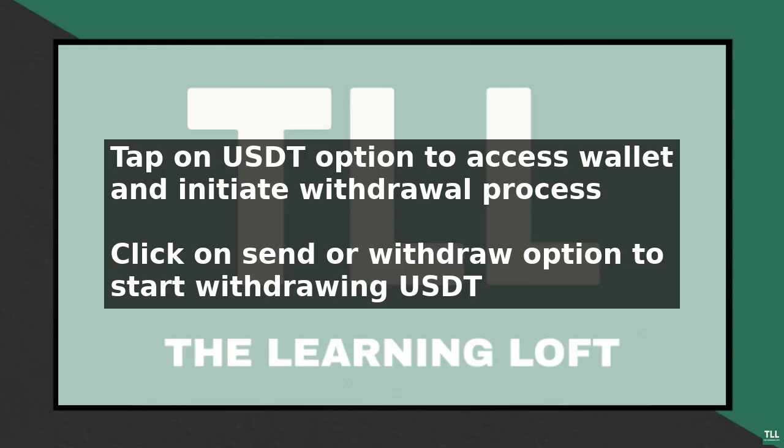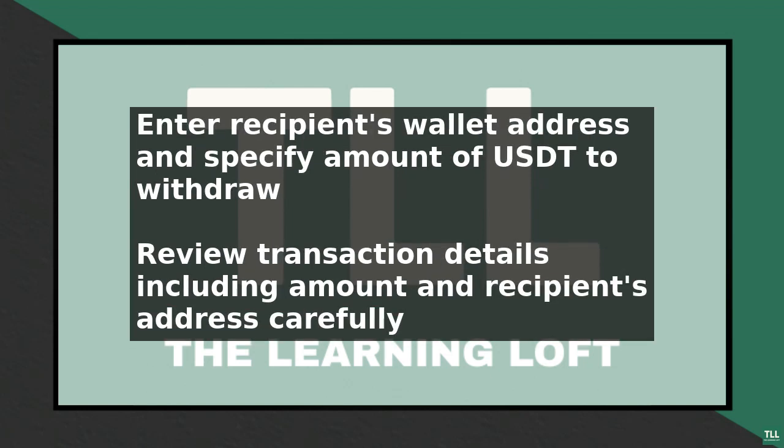After entering the address, specify the amount of USDT you want to withdraw. Make sure to leave some USDT in your wallet for transaction fees. Then, review the transaction details, including the amount and the recipient's address. If everything is correct, confirm the transaction. You will be asked to authenticate the transaction using your wallet password or biometric data.